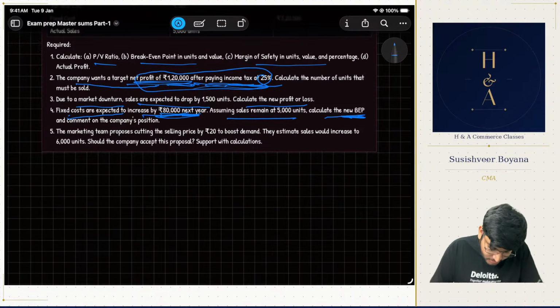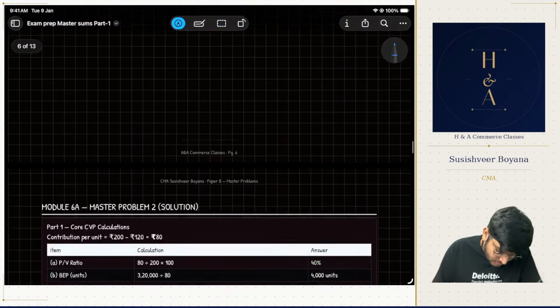Marketing team proposes cutting the selling price by 20 to boost demand. Okay, sale price decreases, demand increases. Estimated sales would increase by 6,000 units. Okay, number of units is increasing while the price is reducing. Should the company accept this proposal? You just evaluate. Okay, let me look at this.